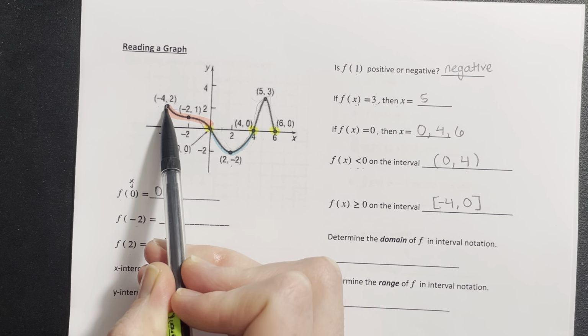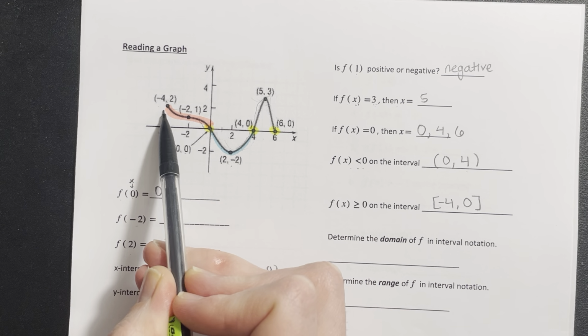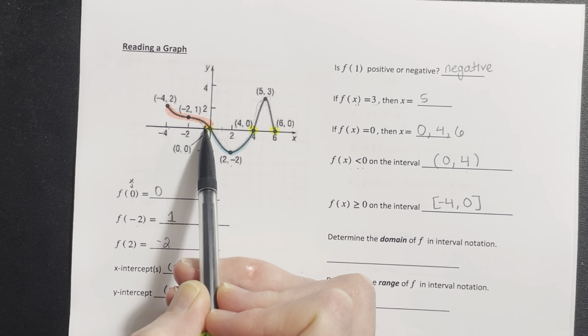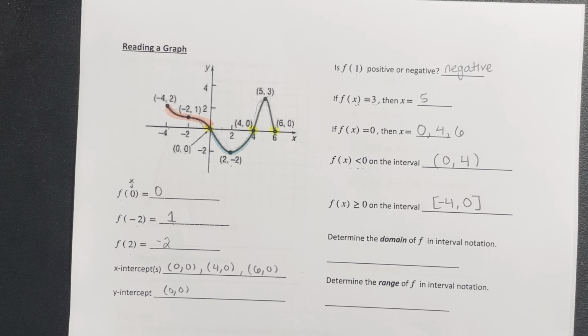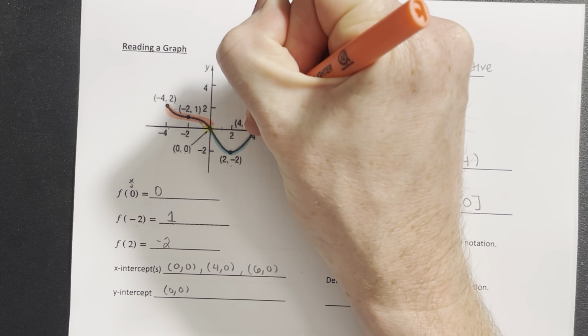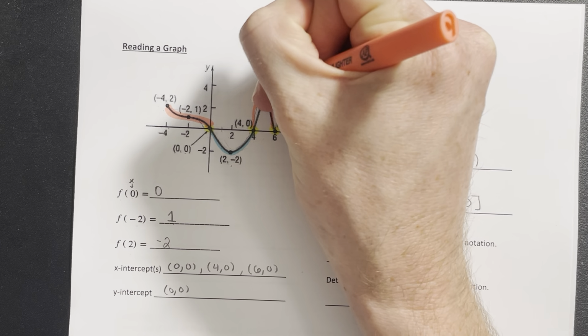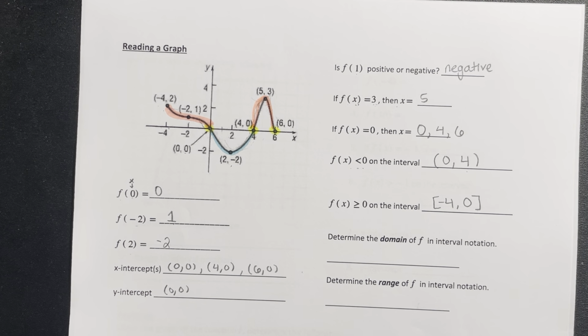It is definitely above 0 when x is negative 4, but it is also equal to 0 when x is 0. That's not the only section, though, that it is greater than or equal to 0. We have the second section here from 4 to 6.